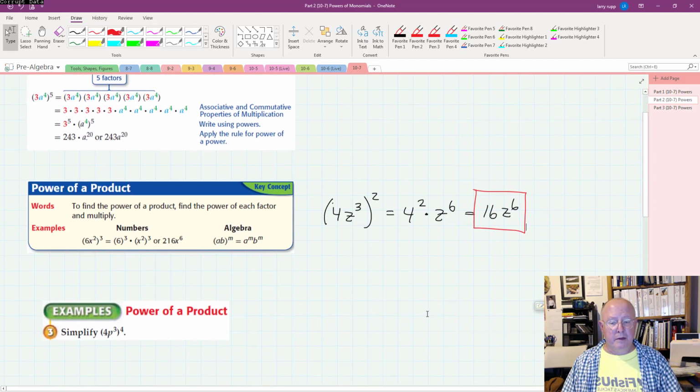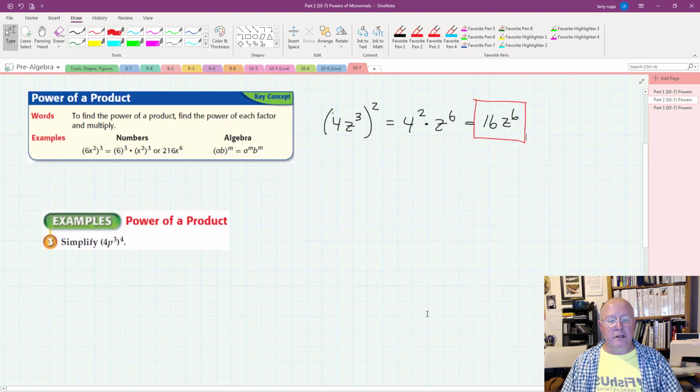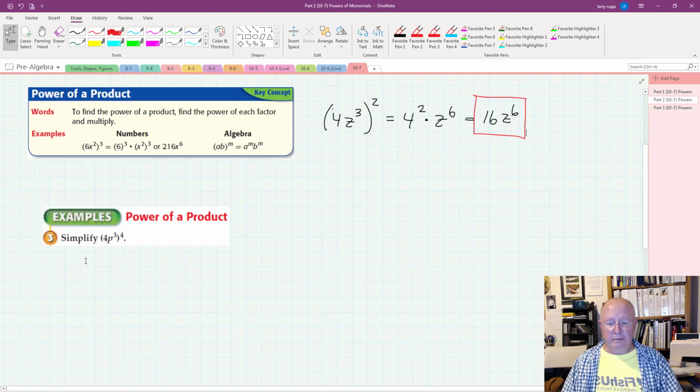All right. So let's do an example on our own here. And this is finding the power of a product. Example 3 on page 556. Well, how about we change pen colors?